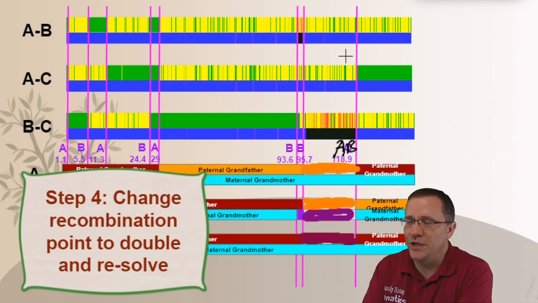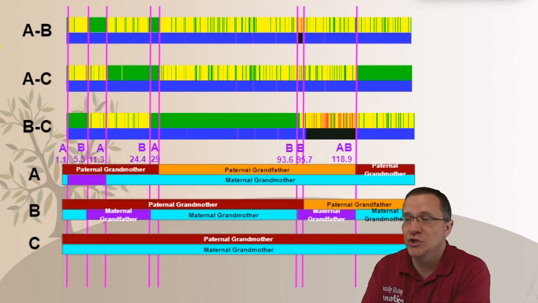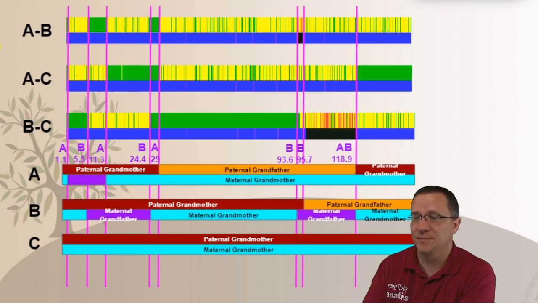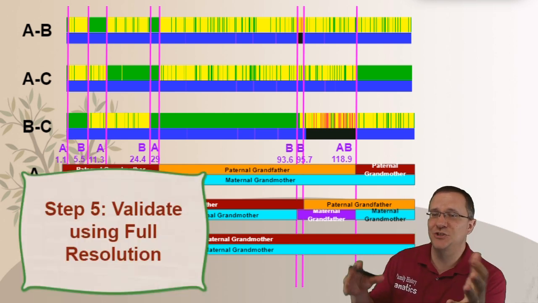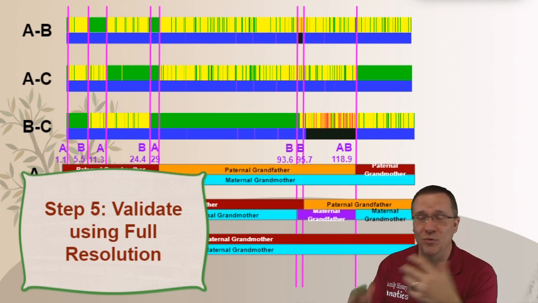Now I can go and do a quick check. A and B, they are half matched. They have to share one color and they share orange. A and C, they have to share one color and they share teal. And then B and C, they can't share either color and they don't. So this solution works. So after I've done that, now I want to go to the next step, and that is to validate this using that full resolution.